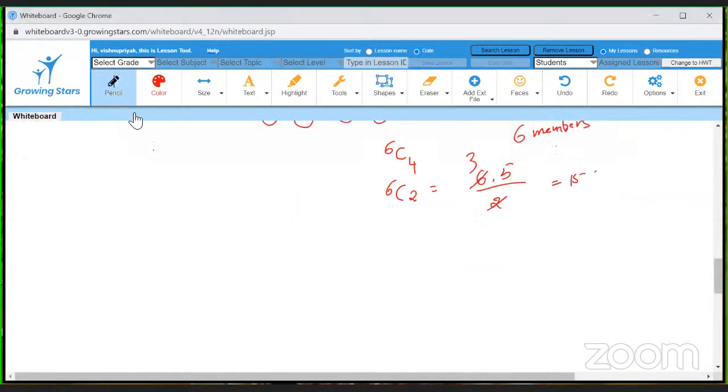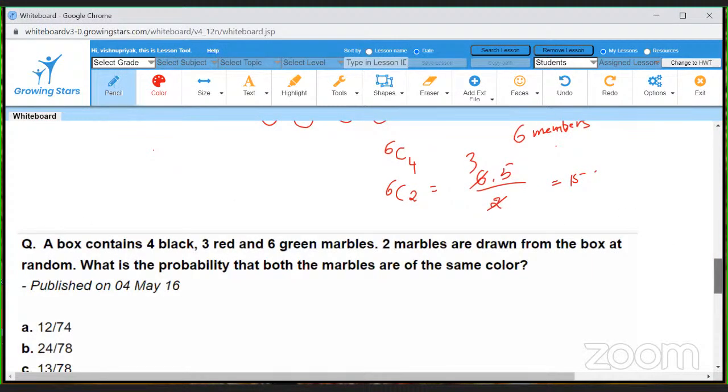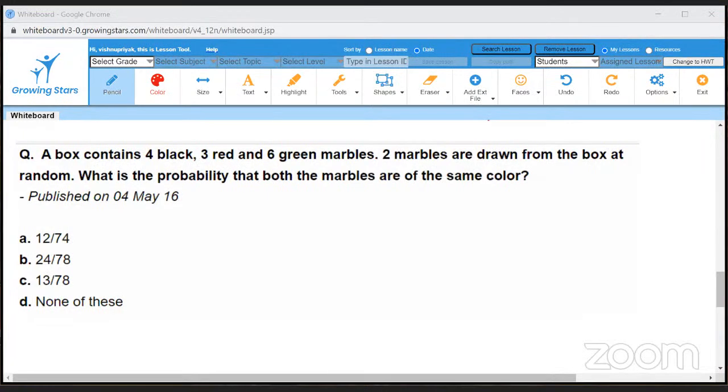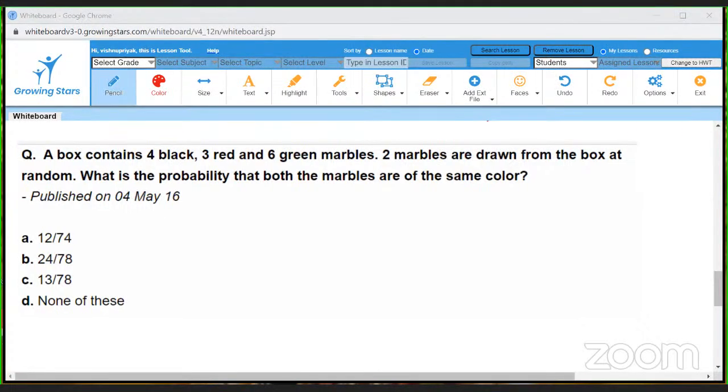Here is question number 20. Today, for sure, we have done 20 questions. Let us see how many more we will do. A box contains 4 black, 3 red, and 6 green marbles. 2 marbles are drawn from the box at random. What is the probability that both the marbles are of the same color? You are drawing 2 marbles from the box, and both are of the same color.